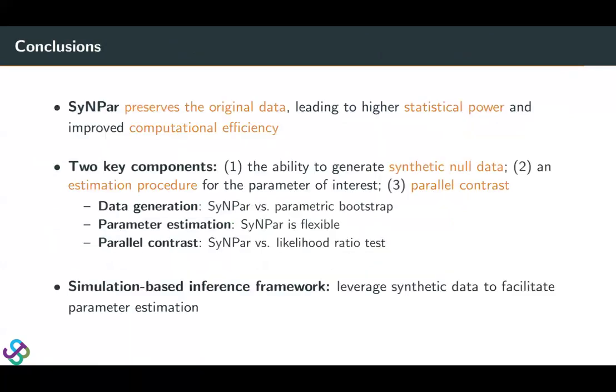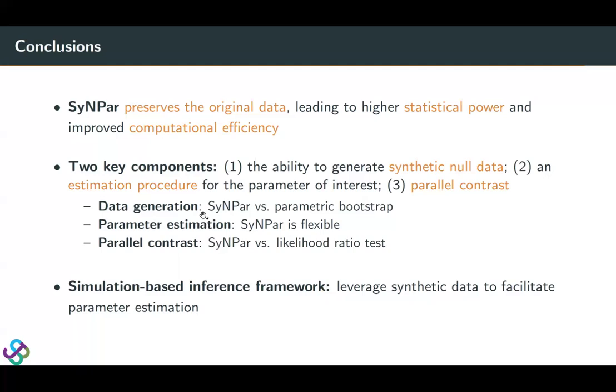So to conclude, we propose a method called SyNPar to preserve the original data and to address the feature selection problem by generating synthetic null data. The major advantage is its high power and computational efficiency. It has three key components: the ability to generate synthetic null data, an estimation procedure for estimating beta, and finally, the parallel contrast.